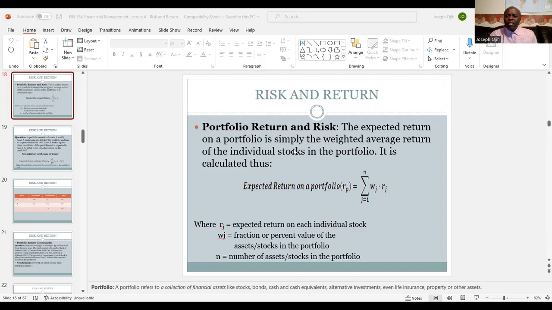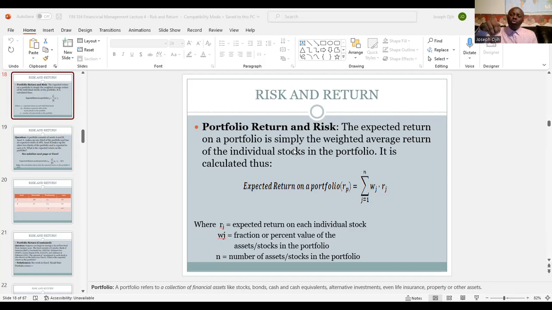Let's say you have $2,000 to invest, and you invested 500 in Bank of America, 500 in Capital One, and 1,000 in Walmart. These are your weights. That means you invested 25% in Bank of America, 25% in Capital One, and the remaining 50% in Walmart. So those percentages are the weights. You can see what I mean by that.